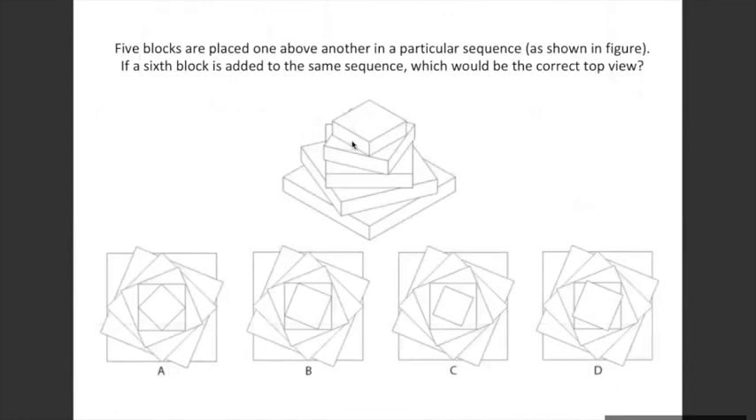Here you're given six different cuboids, and they're given in 3D. How will the top view, how will the plan look like? Very straightforward. Option B. This is the correct one.